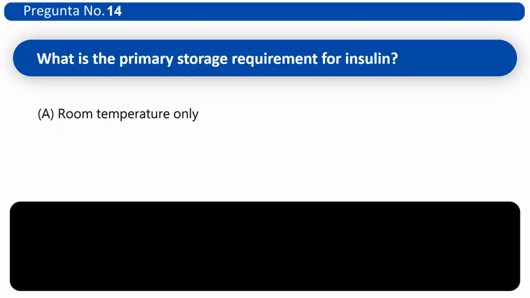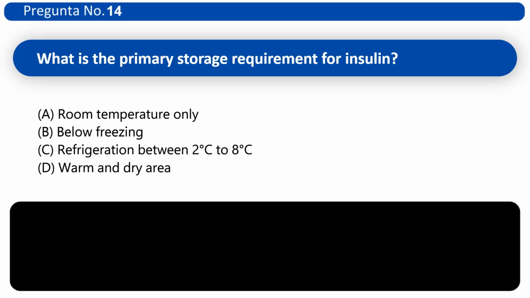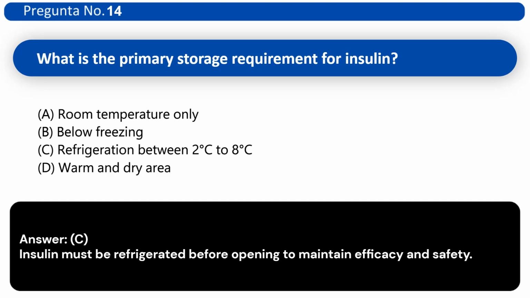What is the primary storage requirement for insulin? A. Room temperature only. B. Below freezing. C. Refrigeration between 2 degrees Celsius to 8 degrees Celsius. D. Warm and dry area. Answer C. Insulin must be refrigerated before opening to maintain efficacy and safety.